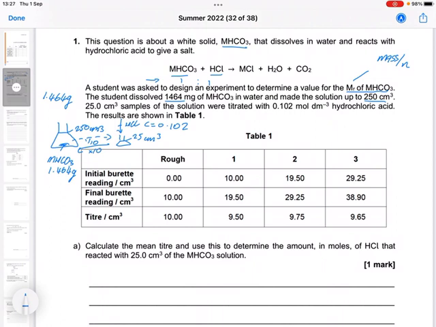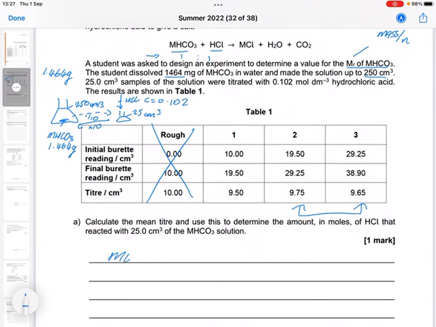So I've got my titration results table here. Calculate the mean titer and use this to determine the amount in moles of HCl. So I never use the rough. So out of the three that I've got available now, I'm looking for the two closest, which is these two here. So I need to do the mean of those. So I add them together, divide it by 2. So the mean titer is 9.75 plus 9.65 divided by 2, which gives you 9.7 centimetres cubed, or 9.70 centimetres cubed.